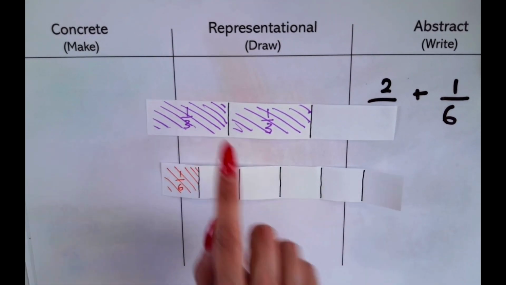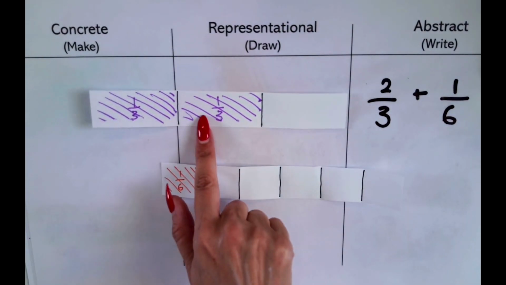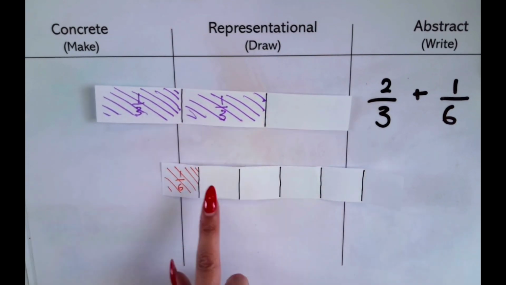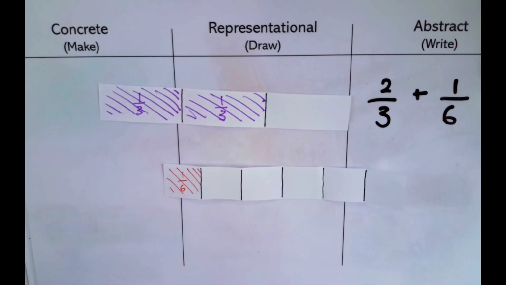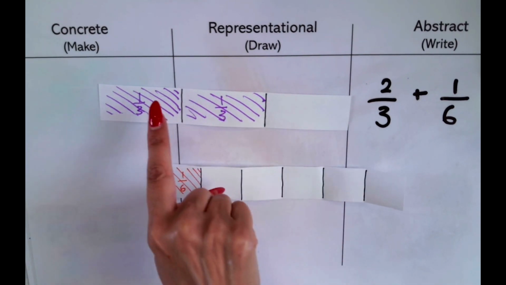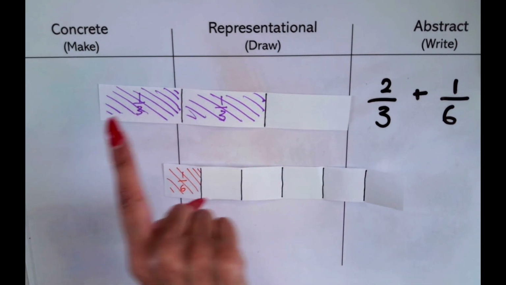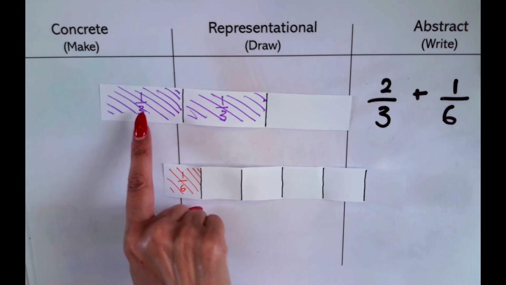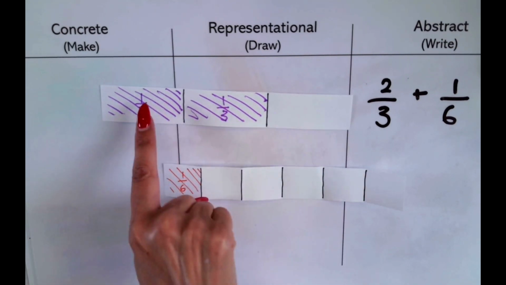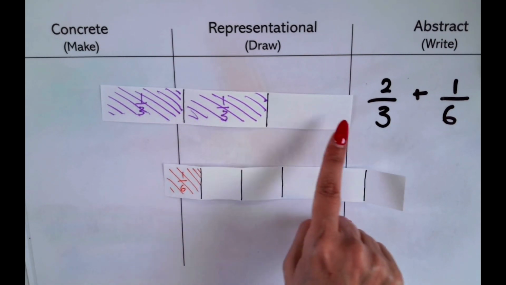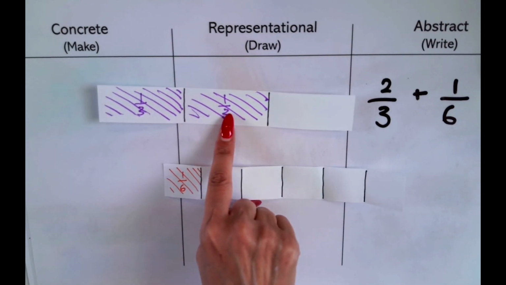And there you have it. I've got my 2/3 and I've got my 1/6. Now, important thing to note: when students are labeling their fractions in any way, they label them as the fraction of each of the parts. So 1/3, 1/3, 1/3, rather than 1/3, 2/3.